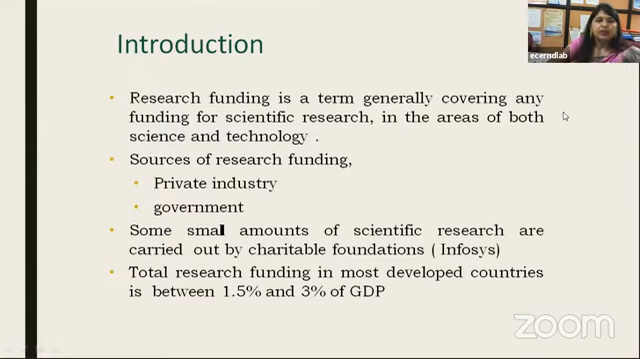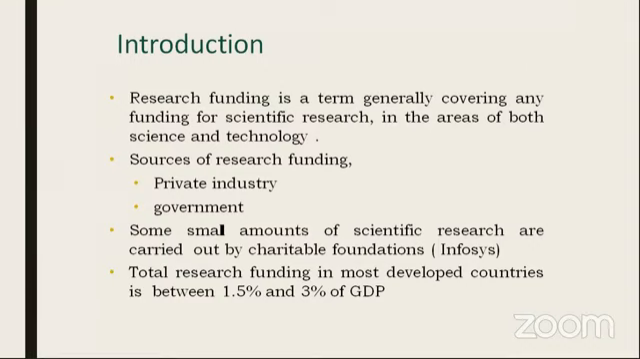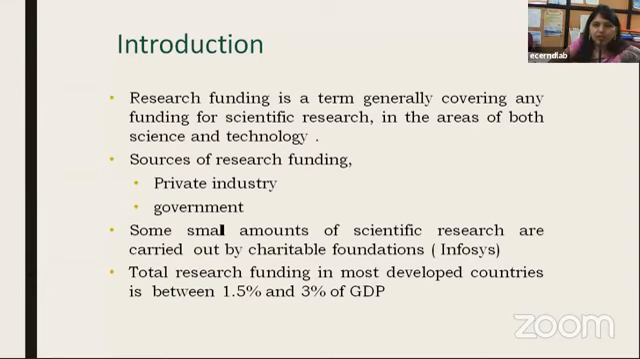So this is the introduction. First I will introduce the possibilities of getting funds from government funding agencies. Basically, research funding is a term generally covering any funding for scientific research in the area of both science as well as technology. So both science and technology departments are able to get funding. There are two types of research funding. One is from private industry and the other is from the government.